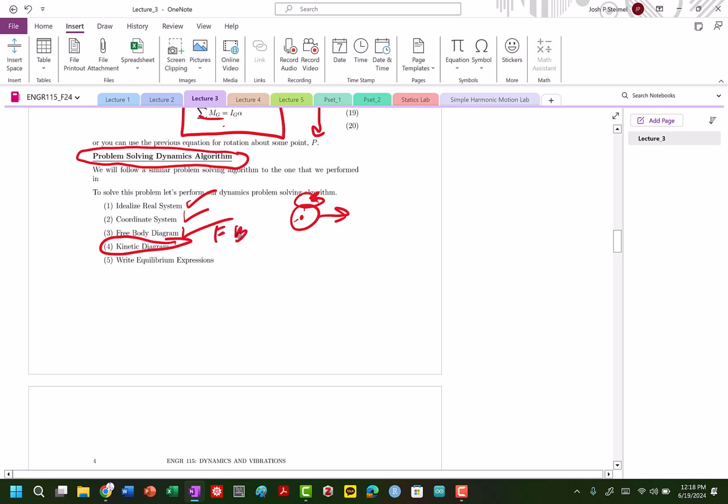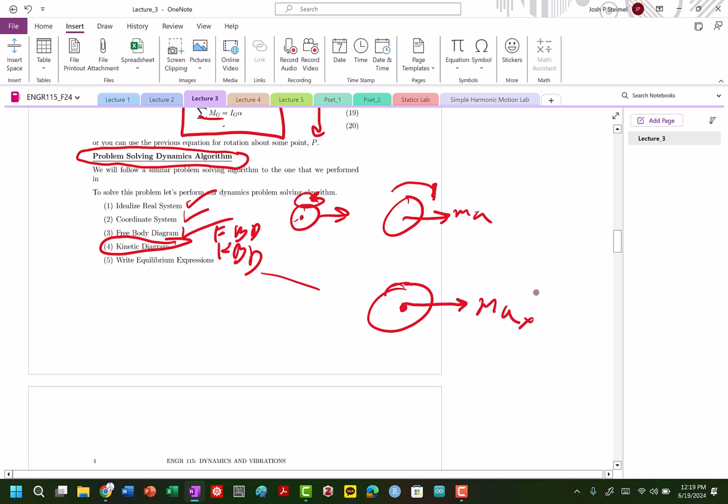So FBD, KBD, and that will simply be, for example, if I have, let's say, a tire wheel that's spinning like this, and that's also translating with some acceleration like this, we're just going to draw something that's simple like that. So we're not going to draw the forces, we're just going to look at the acceleration. So if we're accelerating in this direction, mass times acceleration in the x, plus we have some angular acceleration alpha here, we have our IG here. So this would be essentially our kinetic body diagram.